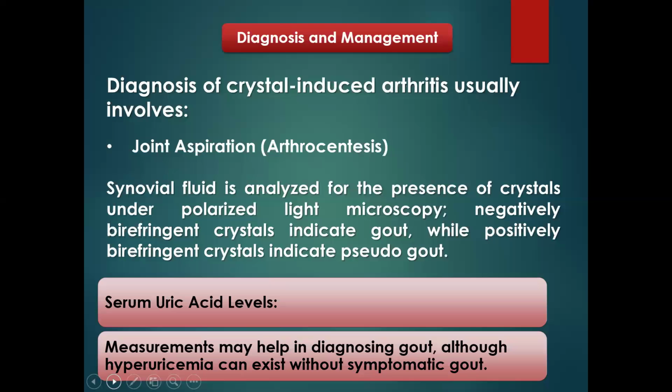Diagnosis and management. Diagnosis of crystal-induced arthritis usually involves joint aspiration, known as arthrocentesis. Here, the synovial fluid is taken to the lab, and the crystals are analyzed using polarized light microscopy and all of that. Then some blood tests can also be run, such as serum uric acid levels. This can be measured to determine gout, to check for hyperuricemia.